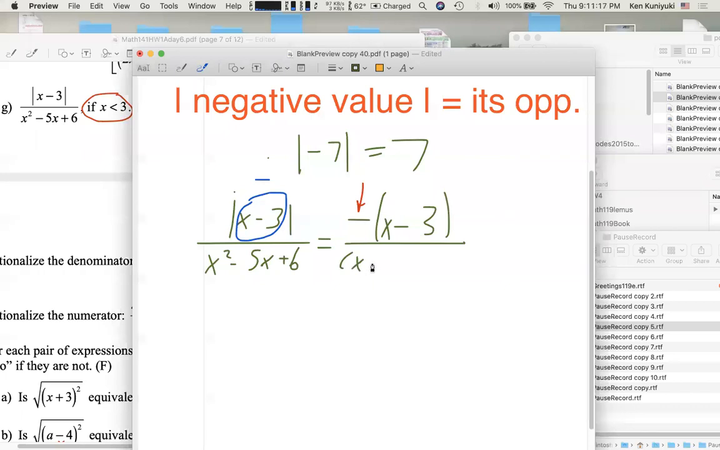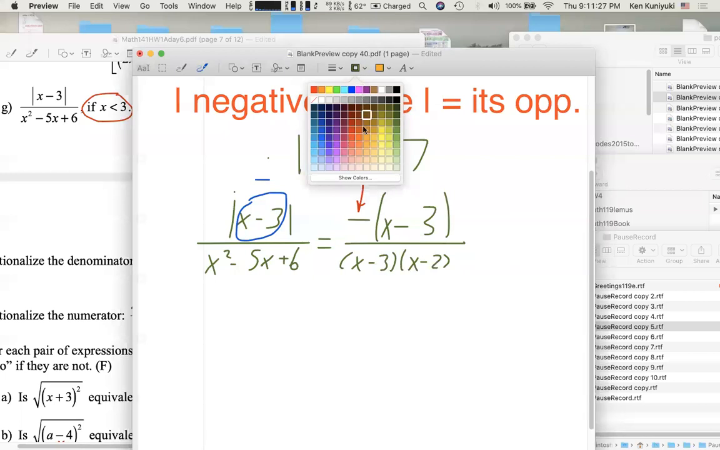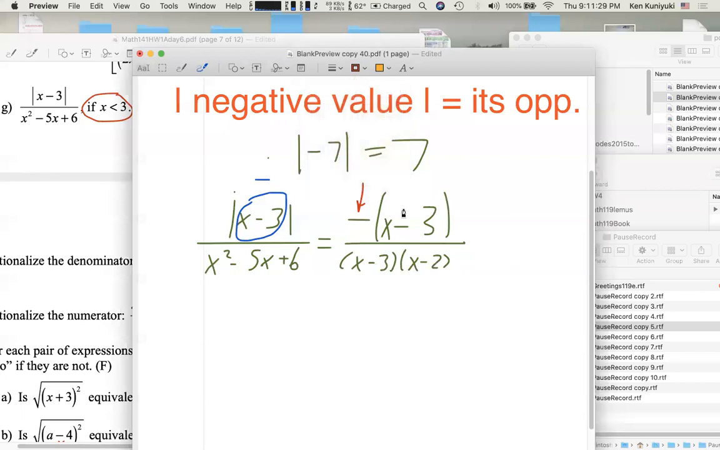X minus 3 is one factor. X minus 2 is the other. The order does not matter. And then we can divide. We're dividing a pair of opposites. I'll cross this all out. And the result up here will be negative 1. Where if I cross out the negative sign there, I'll put it here.